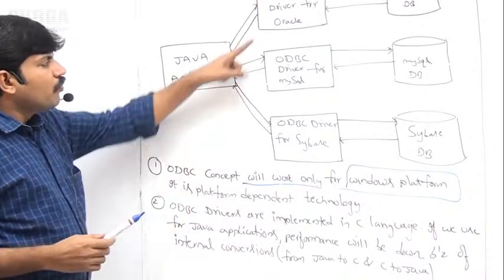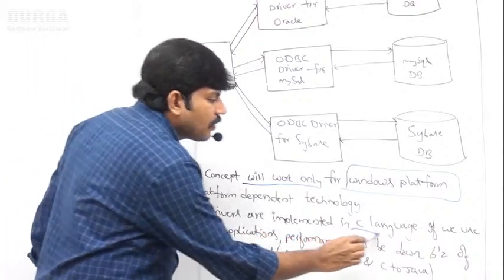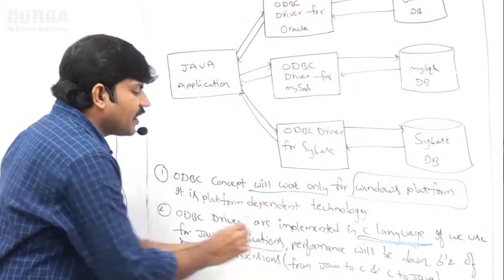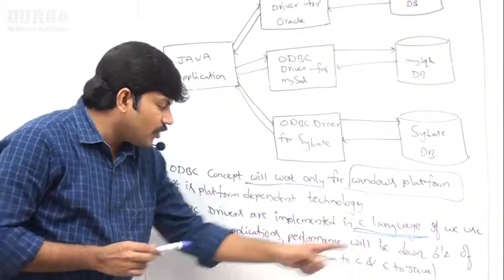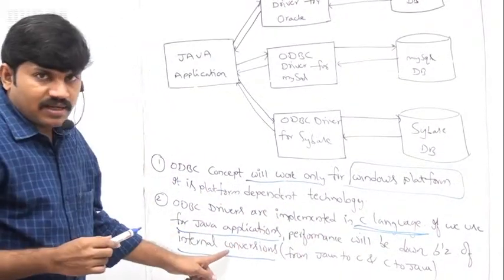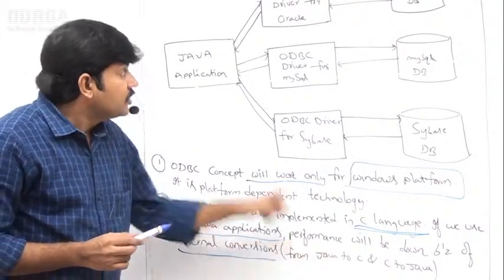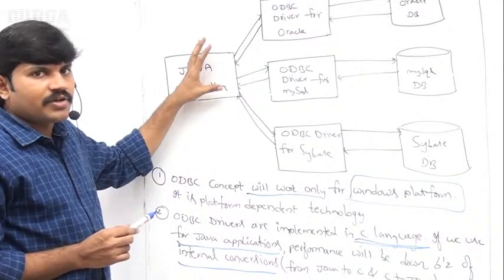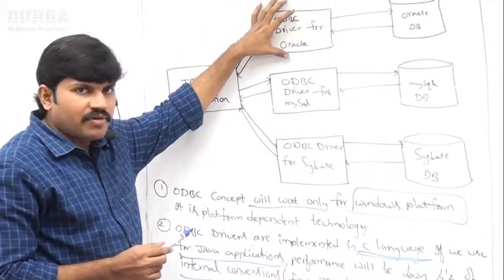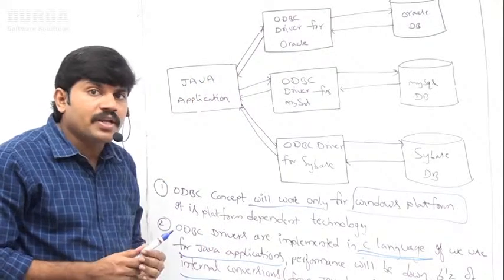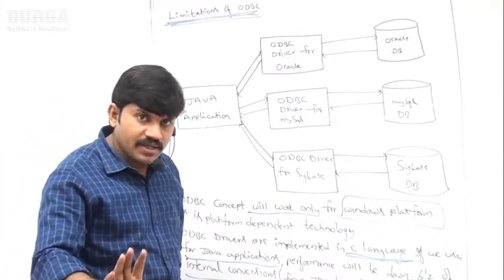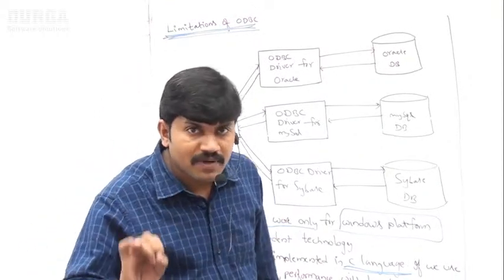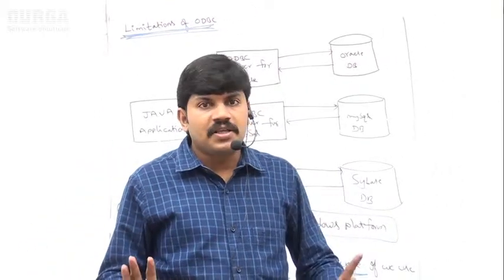Second problem: ODBC drivers are implemented in the C language. If we use them for a Java application, performance will go down because of internal conversions, from Java to C and C to Java. Java calls must be converted into C calls, and C calls must be converted into Java calls. Automatically performance goes down. Because of these reasons, ODBC is never recommended for Java applications.